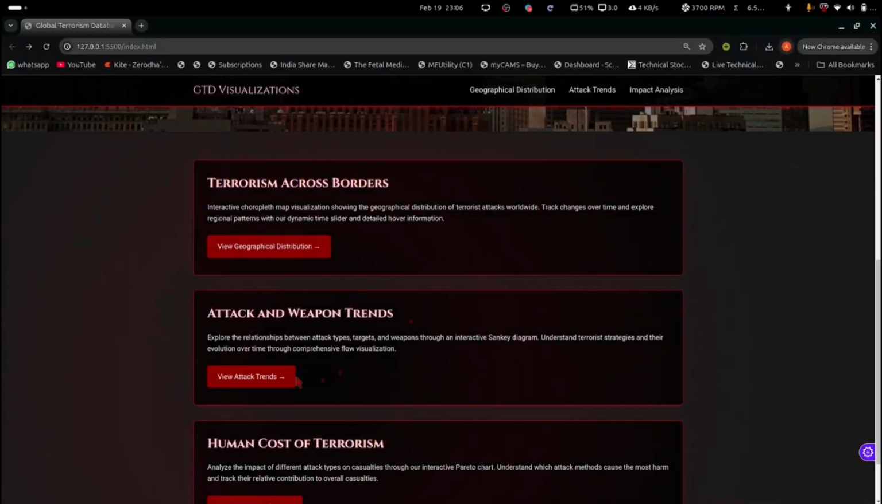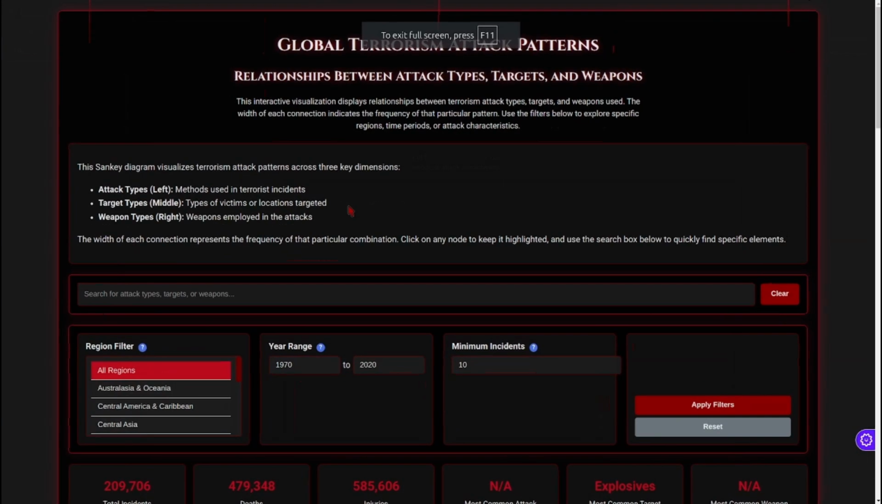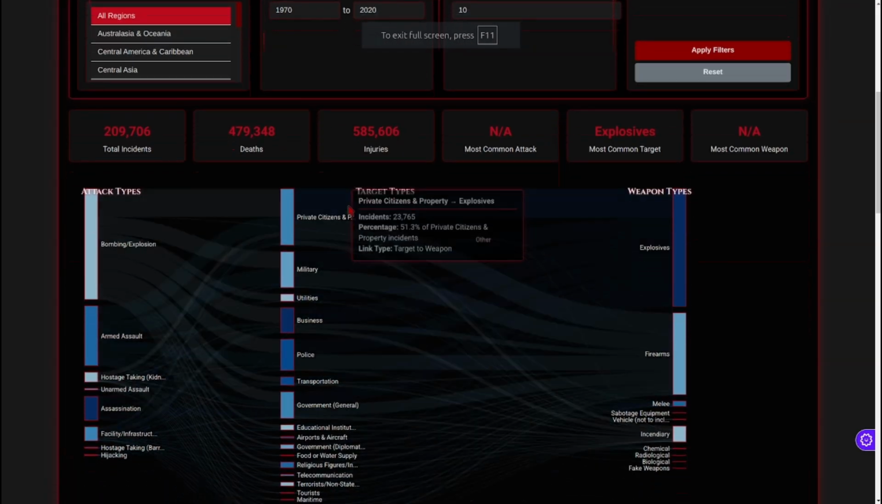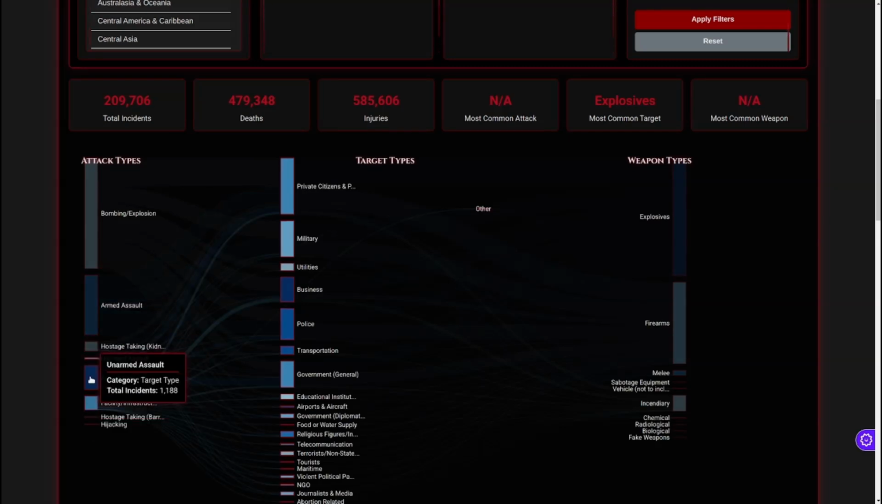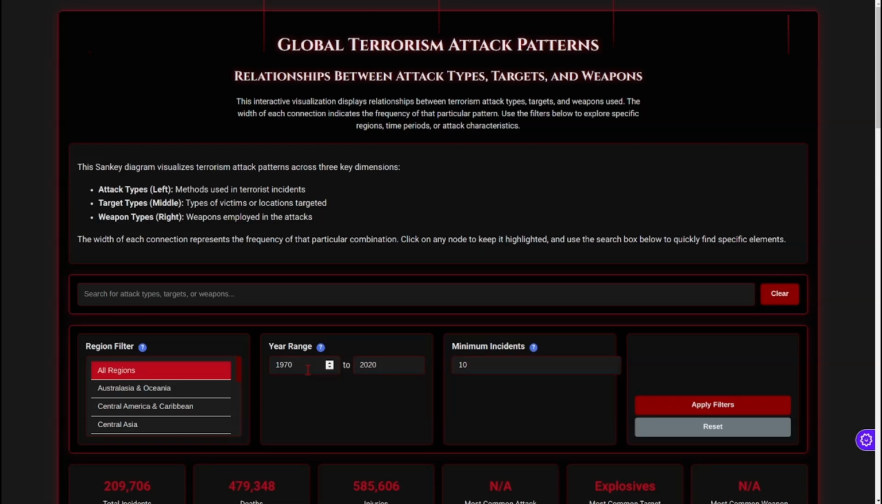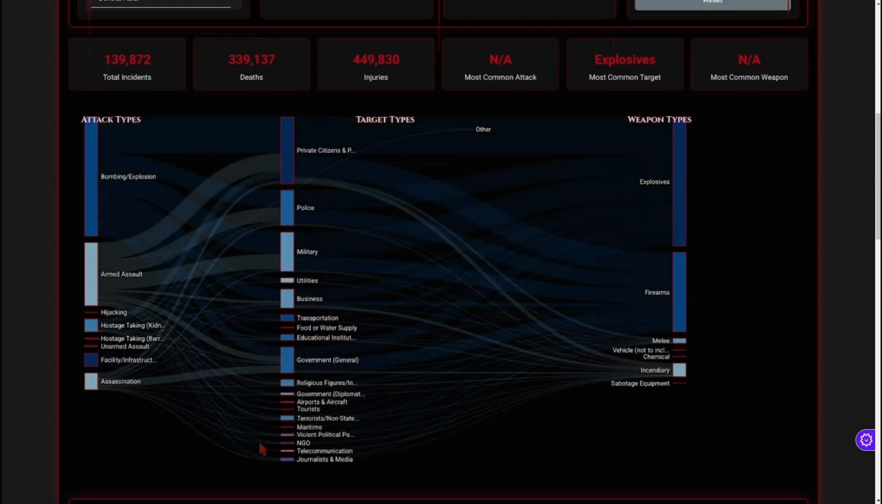Our next visualization is the Sankey diagram, which reveals the relationships between attack types, targets, and weapons. Shown on the left are various attack methods such as bombings, armed assaults, and assassinations. In the middle, the diagram details the types of targets, including civilians, government institutions, police, and military. On the right, you will see weapons like explosives, firearms, and incendiary devices.